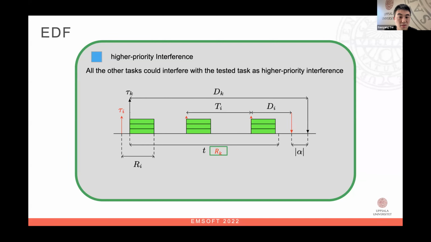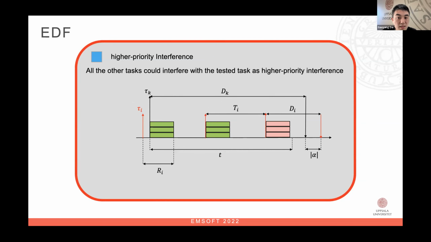Recall the higher priority interference computation for the fixed priority scheduling policy. We draw the same schedule and check what the relation is between the absolute deadline of the job of tau k and the last job from another task tau i falling in the scheduling window t of tau k. If this absolute deadline of tau k is later, as shown here, which means it has a lower priority, then all instances from tau i are considered higher priority interference, and this is the worst case scenario.